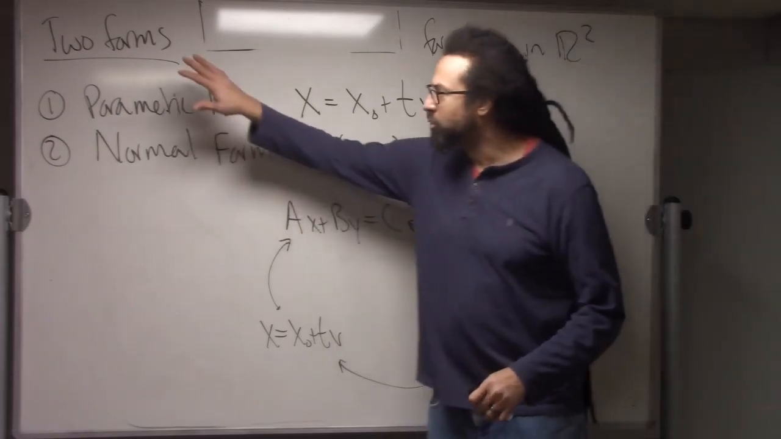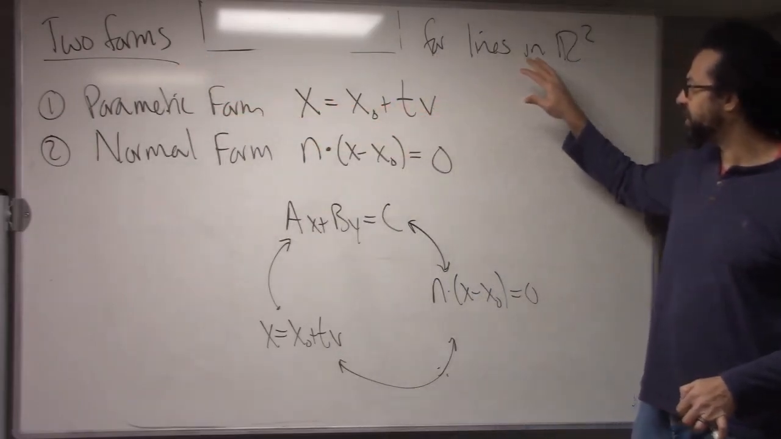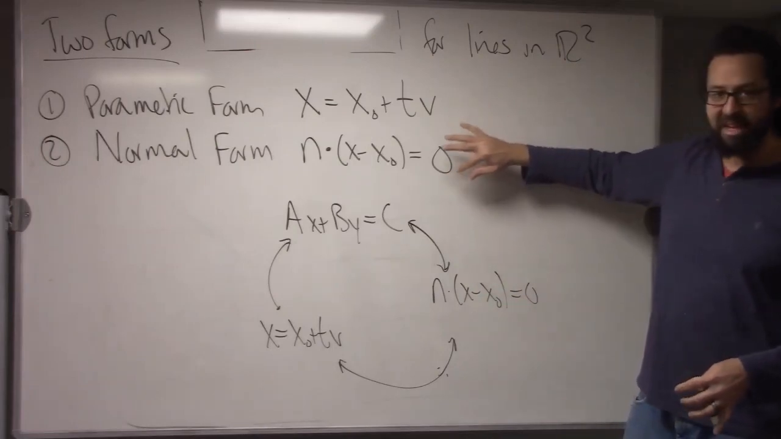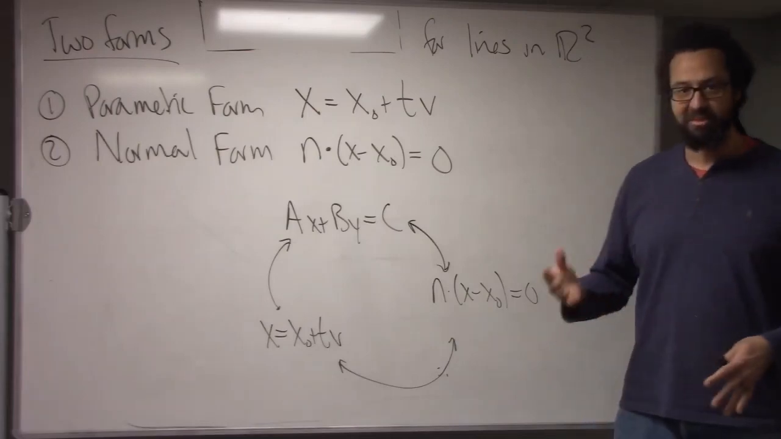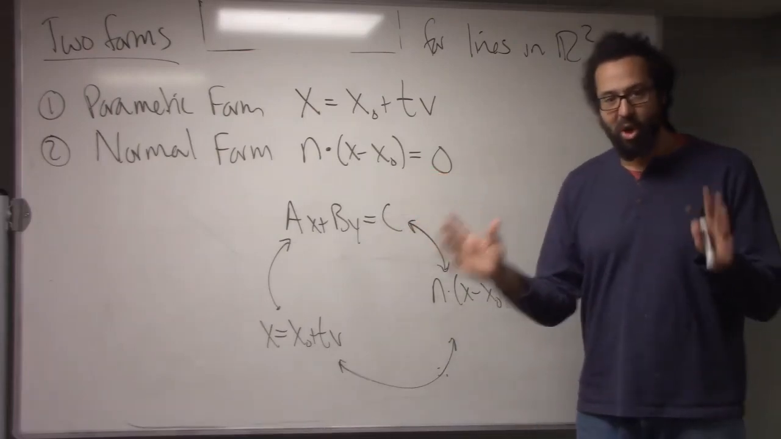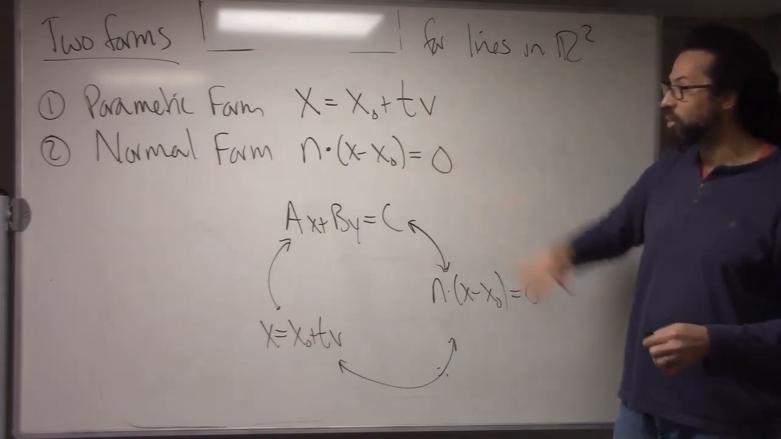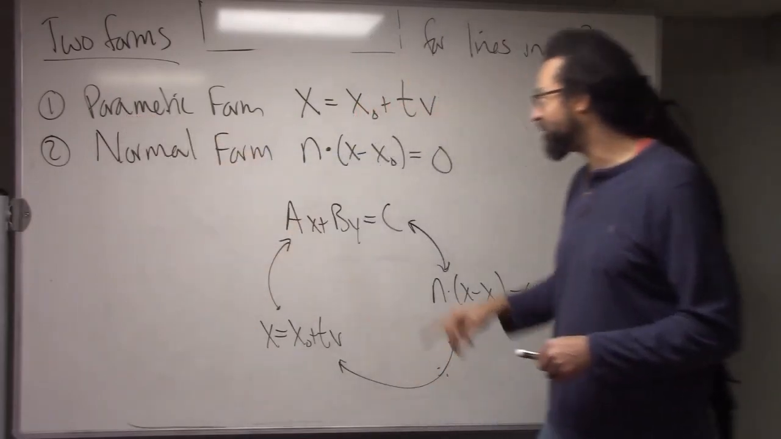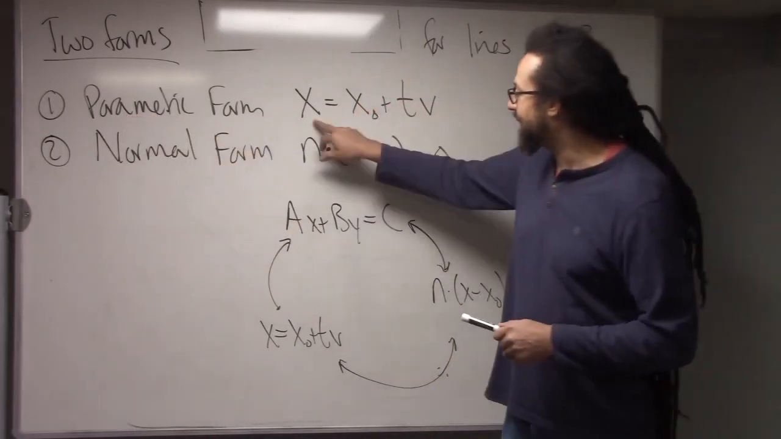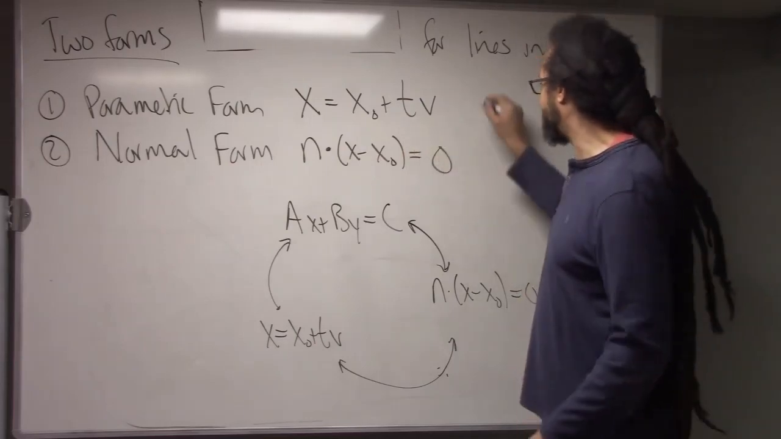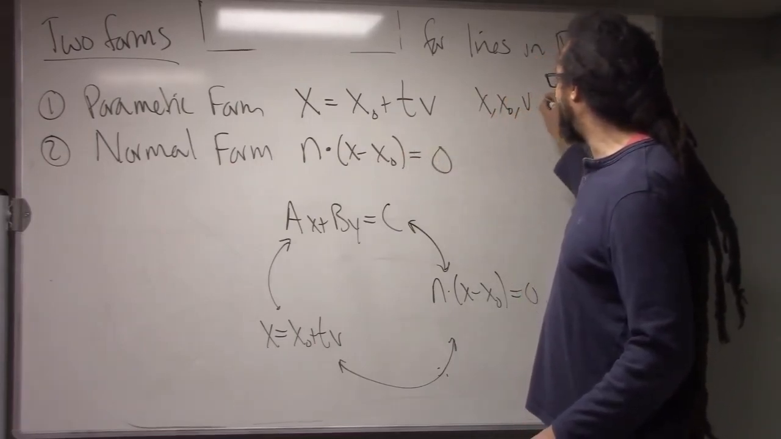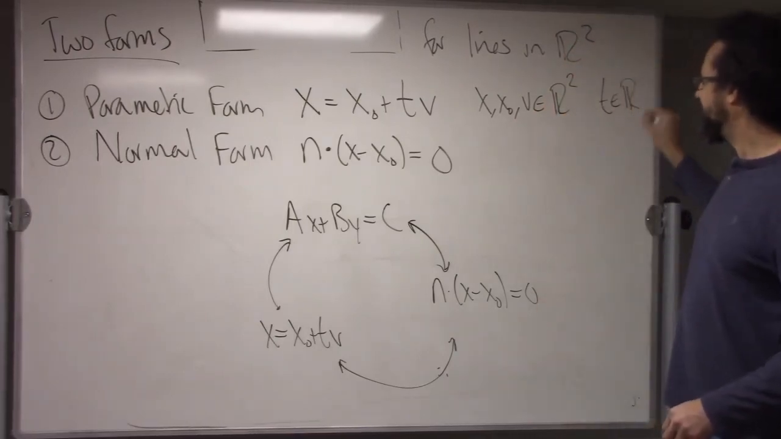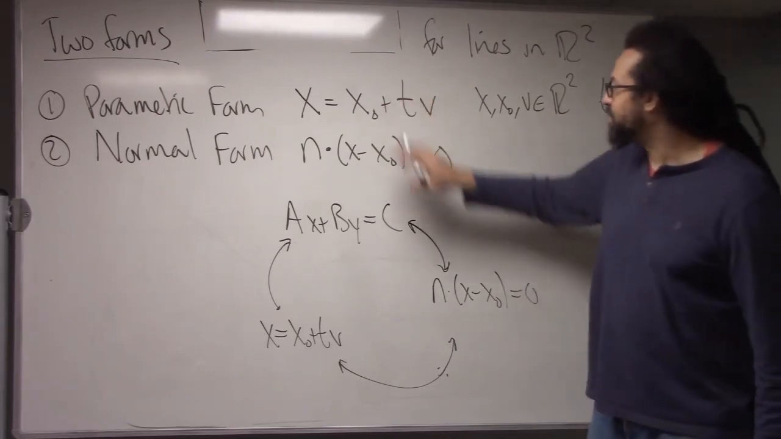We want to look at 2 forms for the equation of a line in R2. And one of these we'll be able to extend to higher dimensions, and that's a good advantage, right? So one form will only work in R2, and the other form will work in higher dimensions. So in particular, we've got the parametric form for a line. So x, x0, and v are vectors in R2. And then t is a scalar in the real numbers. So this is the parametric form.